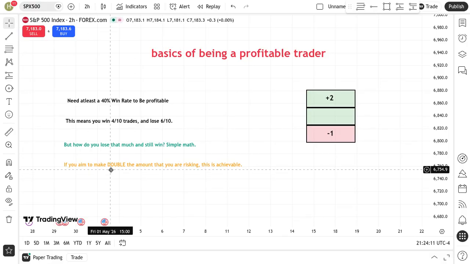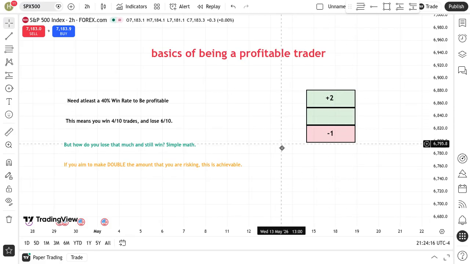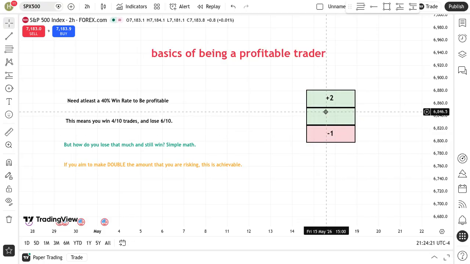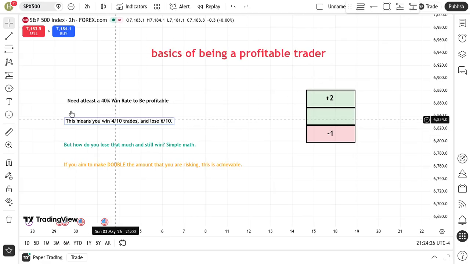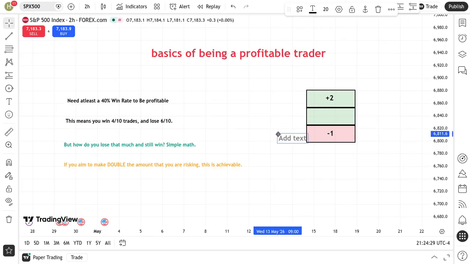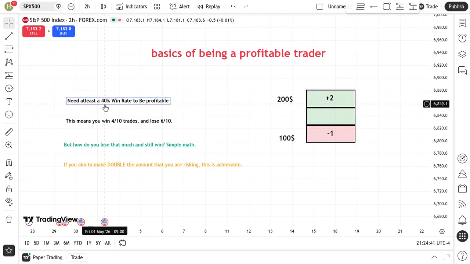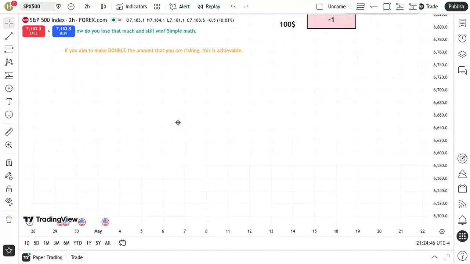If you aim to make double the amount that you are risking, this is achievable. So I have a simple explanation here. You can see if you lose the trade, you're losing -1. If you're winning the trade, you're doubling. So, for example, let's say that you were risking $100, you would be aiming to make at least $200. If you do this for every trade and you have at least a 40% win rate, you will be a profitable trader. It is really that simple.